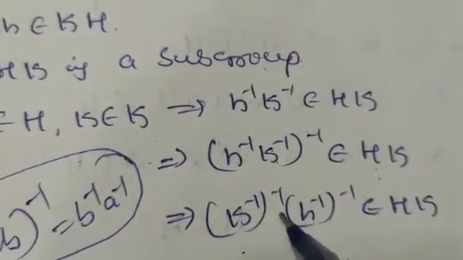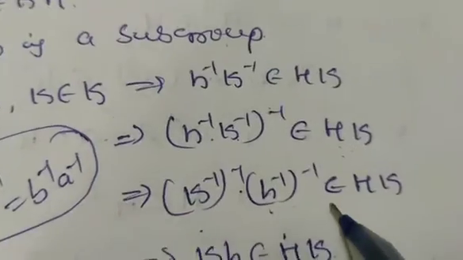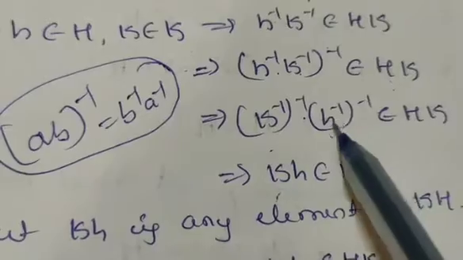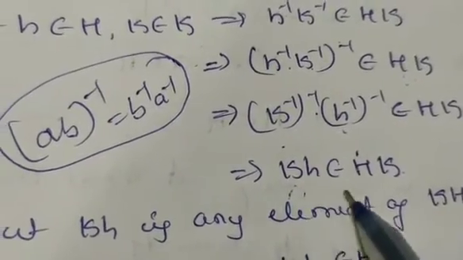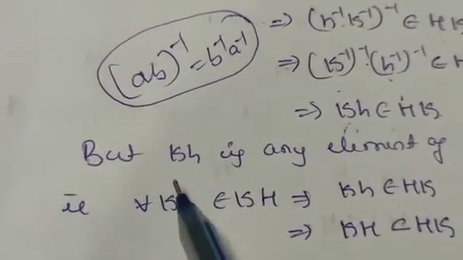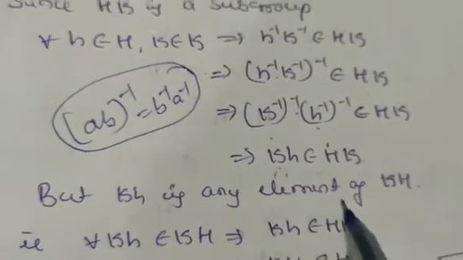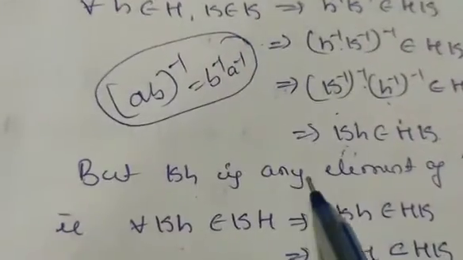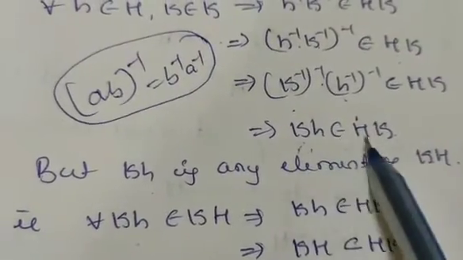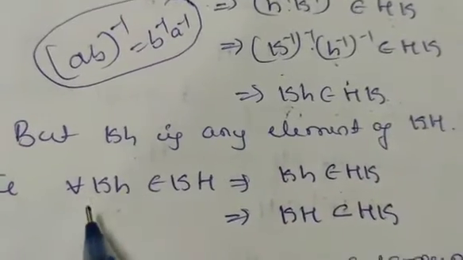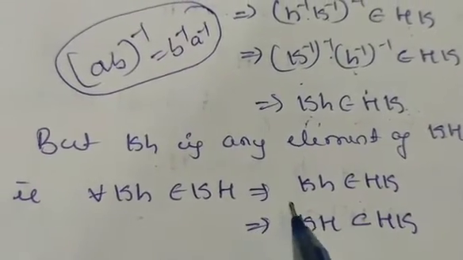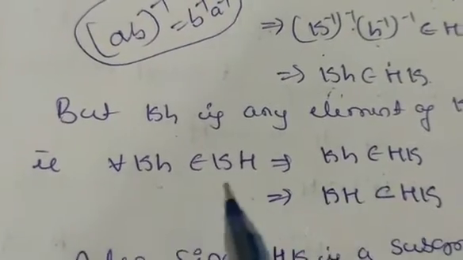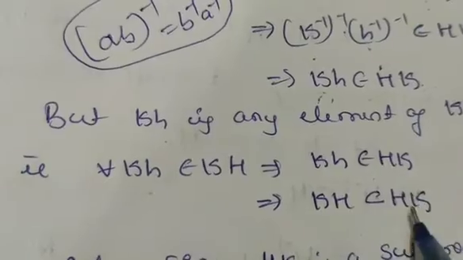This is K inverse whole inverse into H inverse whole inverse, so this belongs to HK. And we know K inverse whole inverse is K, H inverse whole inverse is H. So KH belongs to HK. This KH is an element we have taken here. So what you have proved here is that KH belongs to HK. So for all KH, this implies KH belongs to HK, and from these two we can say that KH is contained in HK.